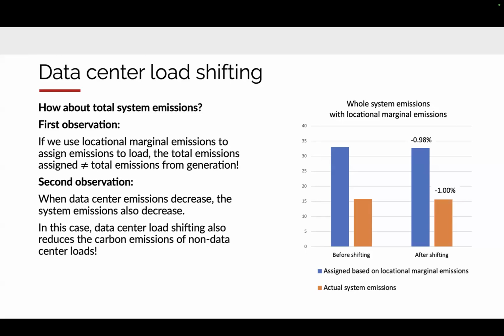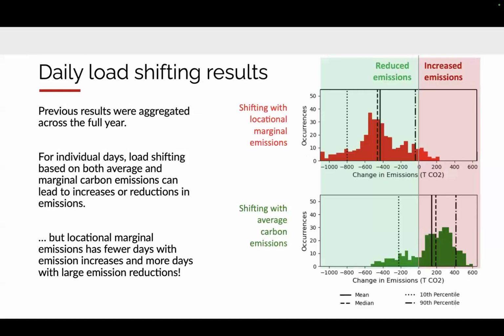Okay, so this was all yearly data. Here are some results for daily shifting. This is daily reductions in carbon emissions, so changing carbon emissions is on the x-axis. This is a histogram that just shows the number of occurrences throughout the year. At the top here, we're showing the graph for shifting with locational marginal emissions. Here's with average carbon emissions. And so what you can see is that 0 here indicates that there was no change.